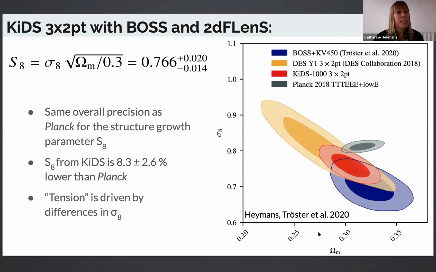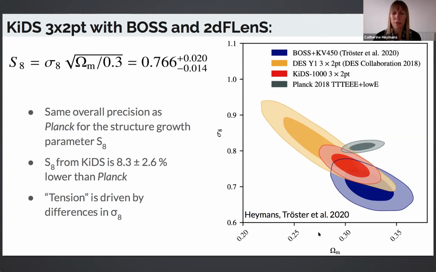All right, so in numbers, the S8 constraint we've got is 0.766 plus 0.02 minus 0.014. That's the same overall precision as Planck for the structure growth parameter for this flat lambda CDM model with a fixed neutrino mass. That value of S8 is 8.3 plus or minus 2.6% lower than the constraints you get from Planck. And as we can see from this 3x2 point analysis on the right hand side, that tension that we're finding between our constraints and Planck is being driven by differences in the sigma 8 parameter.